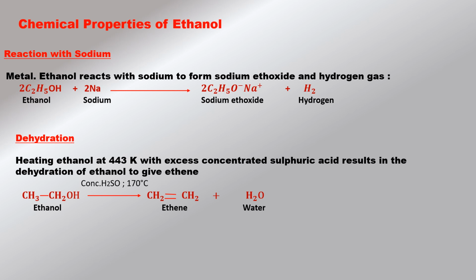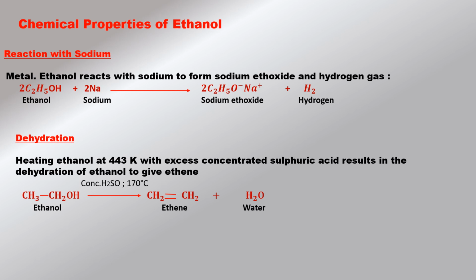The hydrogen gas produced can be tested by burning. When a burning splinter is brought near the mouth of the test tube, the gas burns with a pop sound, which is a characteristic of hydrogen gas. This shows that the gas produced by the action of sodium metal on ethanol is hydrogen. In fact, all the alcohols react with sodium metal to evolve hydrogen gas.